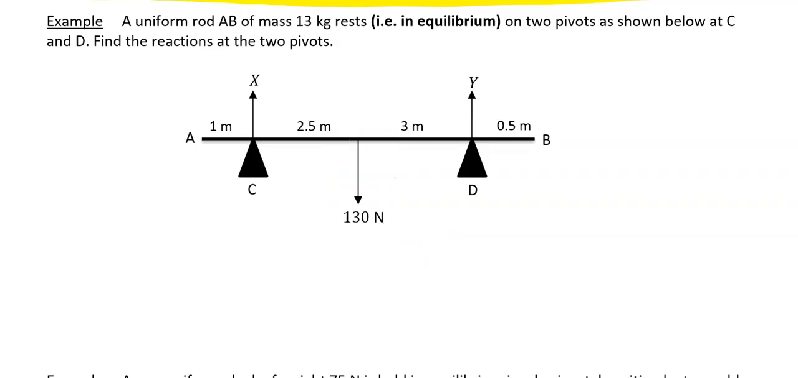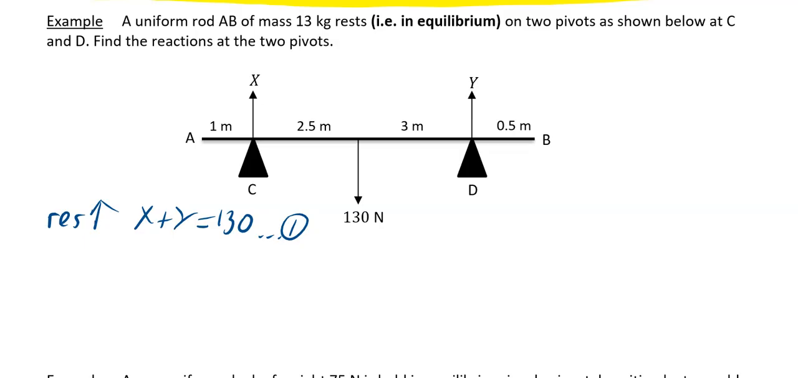It's uniform, so you can see the distance from this end is 3.5 and the distance from this end is also 3.5, so that's why it's acting through the center. First thing I'm going to do is resolve vertically. Forces up are X and Y, force down 130. That's an equation with two unknowns, call that equation 1.